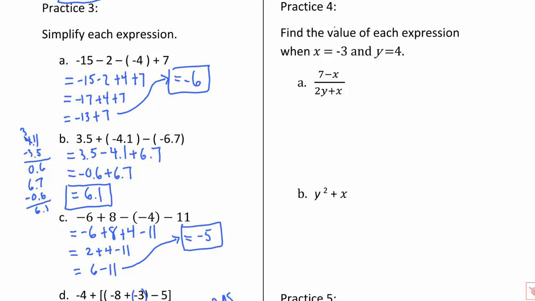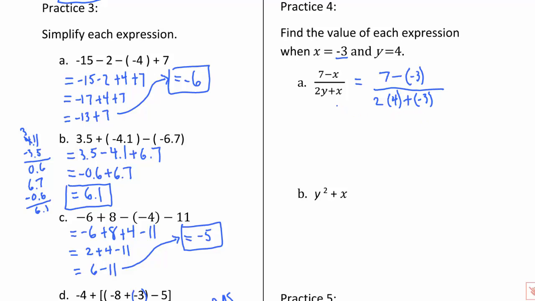Okay, practice 4 says find the value of each expression when x equals -3 and y equals 4. So if x equals -3, y equals 4, I can just plug them in here. A says 7 minus x all over 2y plus x. So I have 7 minus, what's x? Well, x is -3, so I'm going to put that in parentheses, -3. Over 2 times y, so 2 times y is 4, and I'm going to put the 4 in parentheses. And then plus the x, which was -3.